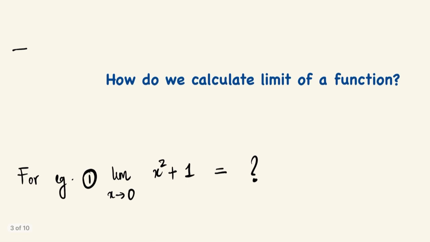Okay, now the next question is, how do we calculate the limit of a function? Let's take, for example, you are given a very elementary question: calculate the limit of x squared plus 1 as x approaches 0. The first thing that you should try without hesitation is simply substituting the value of x as 0. So in this case, I'm getting the answer as 0 squared plus 1, which is 1, which is the correct answer. So the answer was direct.